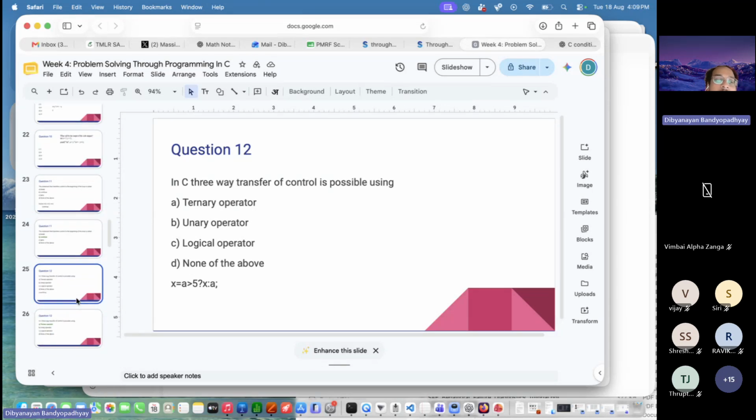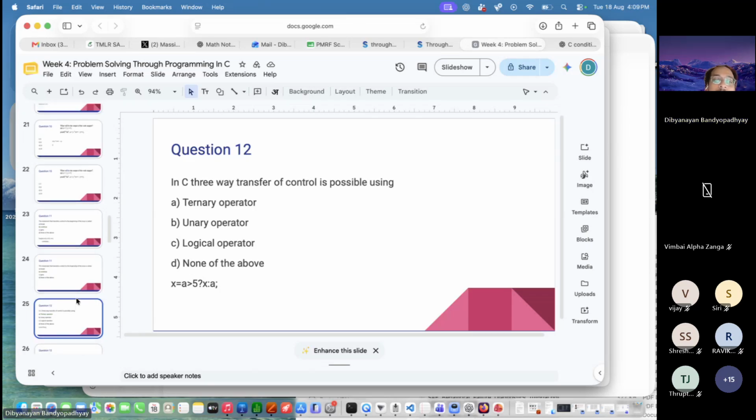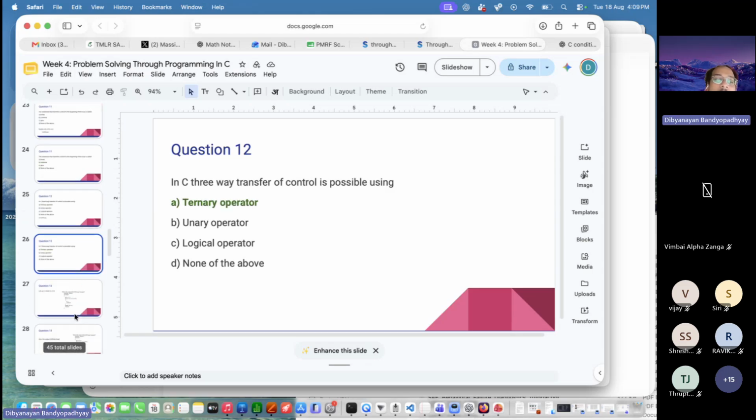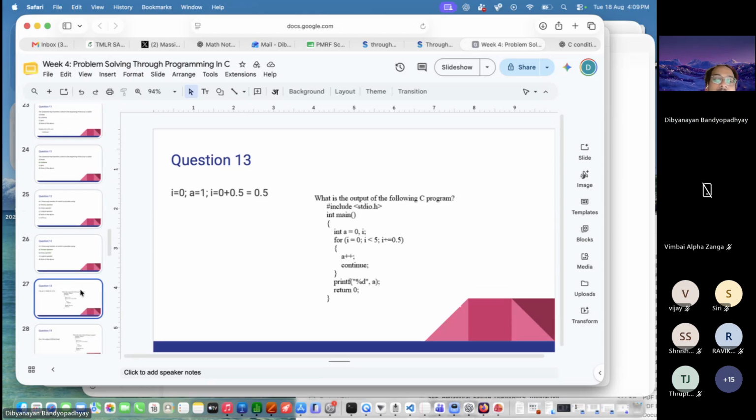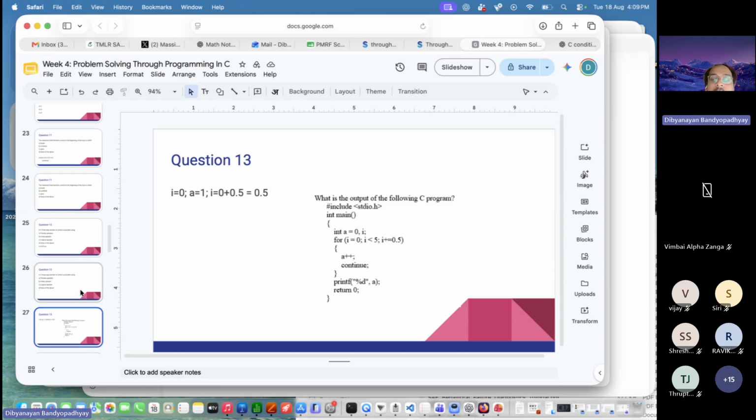Very simple, actually, you know it. Three-way transfer of control is possible using what? Ternary operator, correct? So yeah, this is the next question actually. Try to see it and solve it once.